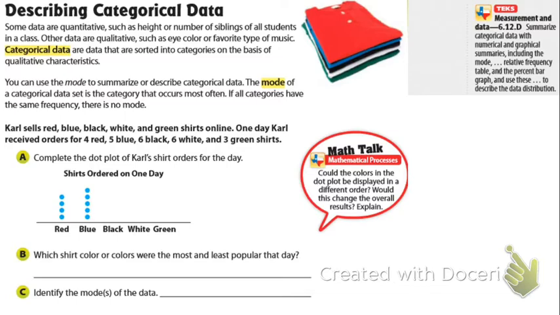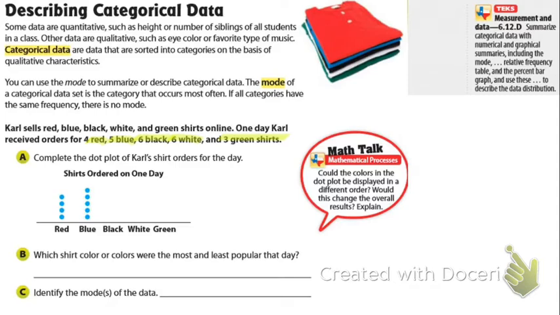All right. So in this next example, they're telling us that Carl sells red, blue, black, white, and green shirts online. One day, Carl received orders for 4 red, 5 blue, 6 black, 6 white, and 3 green shirts. Letter A, complete the dot plot of Carl's shirt orders for the day. All right, so here, ladies and gentlemen, they went ahead and did start us off here. So here, in this statement, they told us what he sold, or the order that he received, may I say. We know it's 4 red, 5 blue, 6 black, 6 white, 3 green.